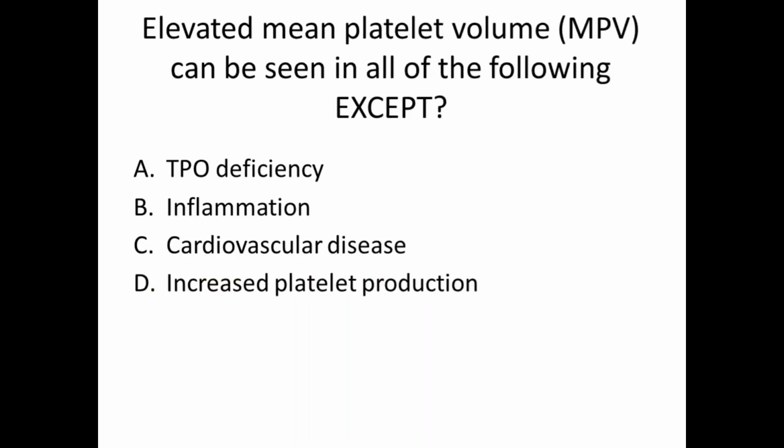Elevated mean platelet volume can be seen in all of the following except. So mean platelet volume is how big is the platelet, right? And we tend to see larger platelets. These are newer platelets. So TPO deficiency, yes, because that means we wouldn't be making new platelets. If anything, they would be small because with age they would shrink.